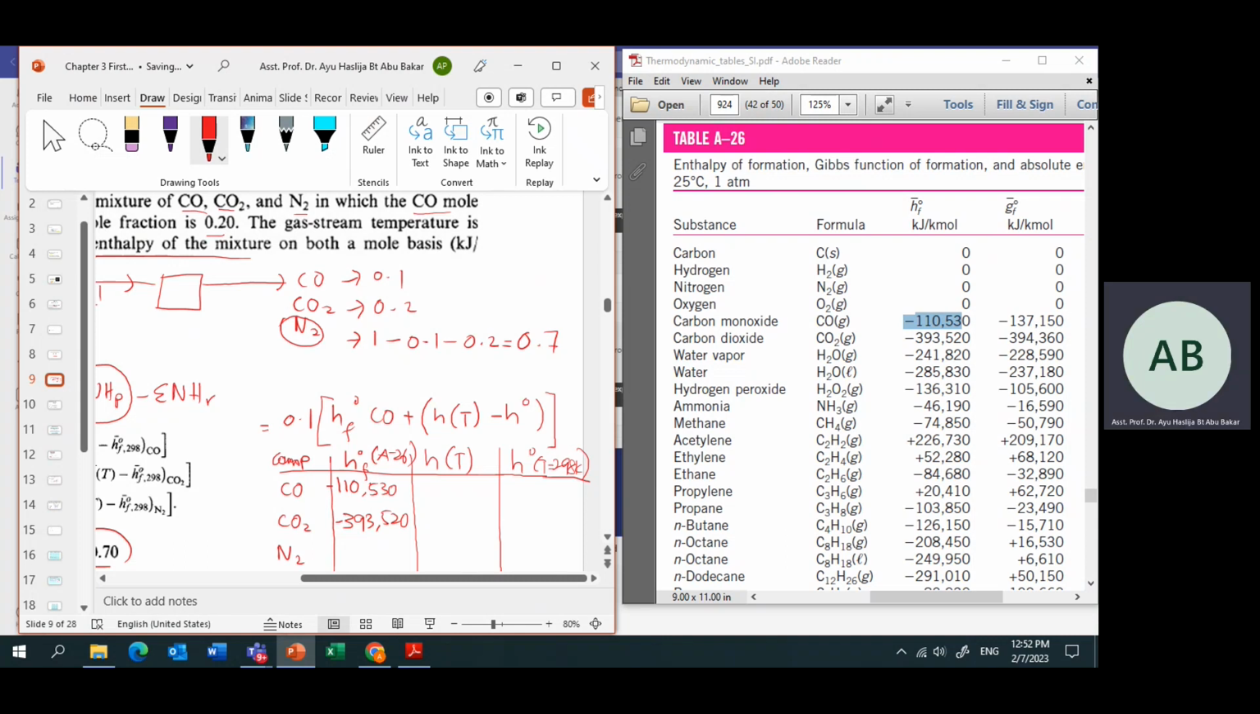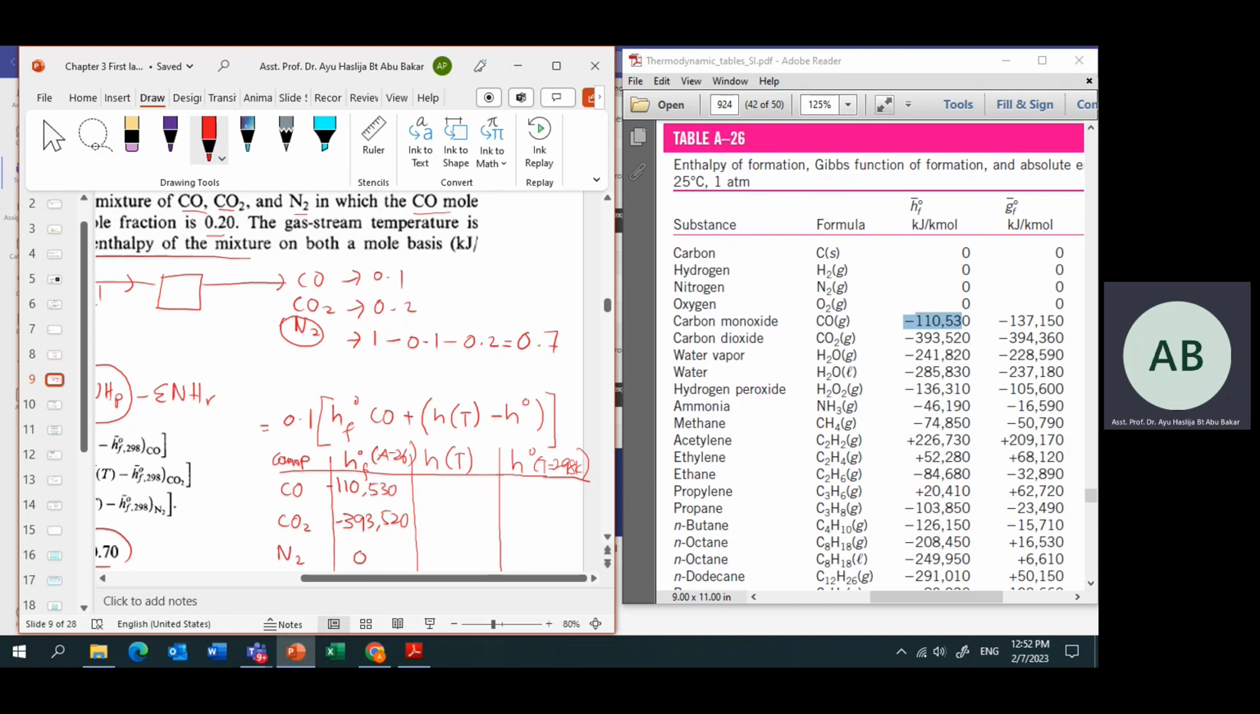Heat of formation nitrogen, what is it? 0. Nitrogen 0. Okay, on heat of formation. Okay, first step, find the heat of formation. Any question? Yeah, table A26, heat of formation.